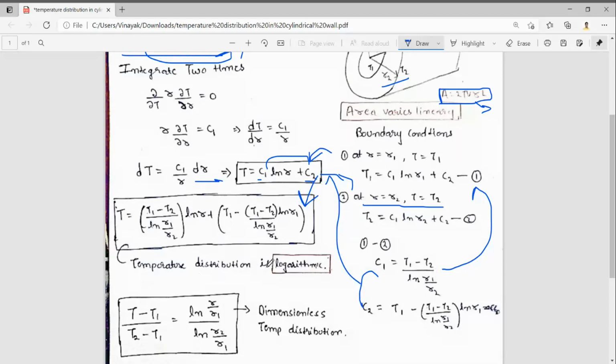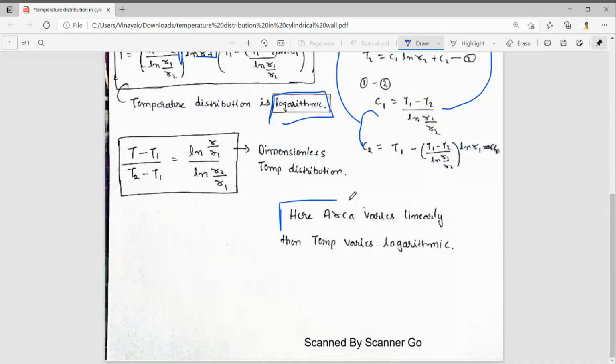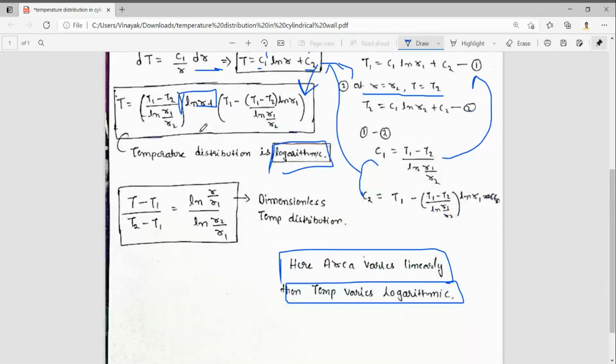So this temperature distribution is logarithmic; you can see the ln terms. So when area varies linearly, the temperature varies logarithmically. In the previous video for a plane wall, we saw that when area is constant, the temperature varies linearly. This equation is somewhat difficult, so it is better to remember it in the dimensionless temperature distribution form, which we get by rearranging: (T − T1)/(T2 − T1) = ln(r/r1)/ln(r2/r1).